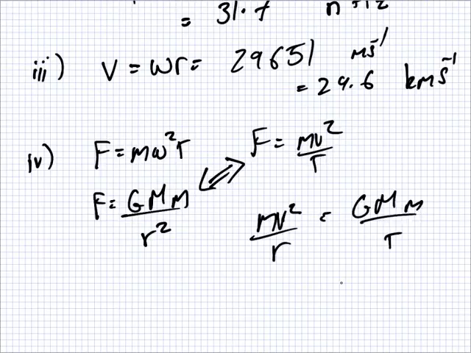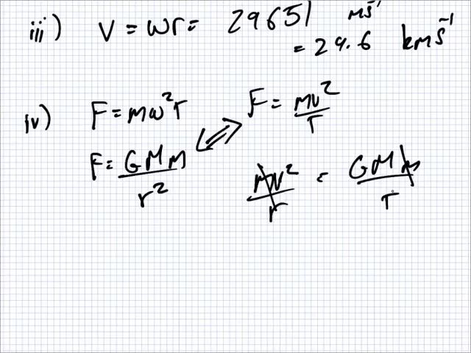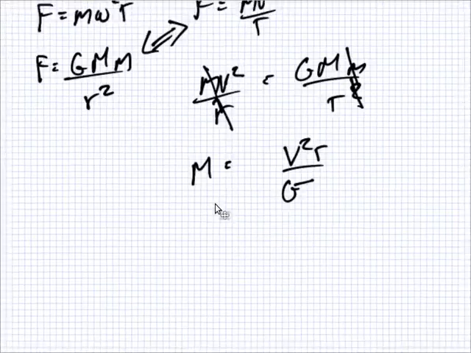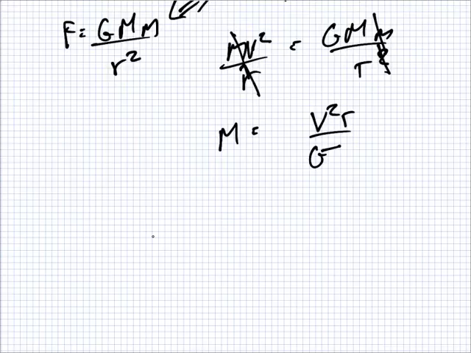But we're looking for the mass of the Sun. Oh, R squared. So M equals V squared R over G. That's it? Yes. So M equals V squared R over G. Okay, well that's why we got the V.